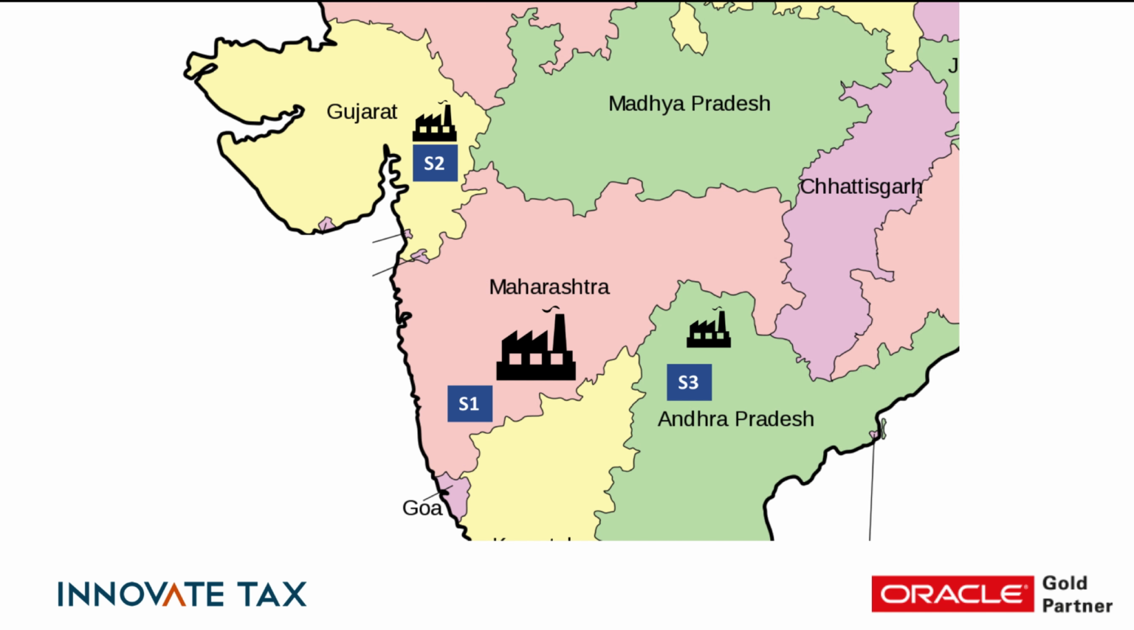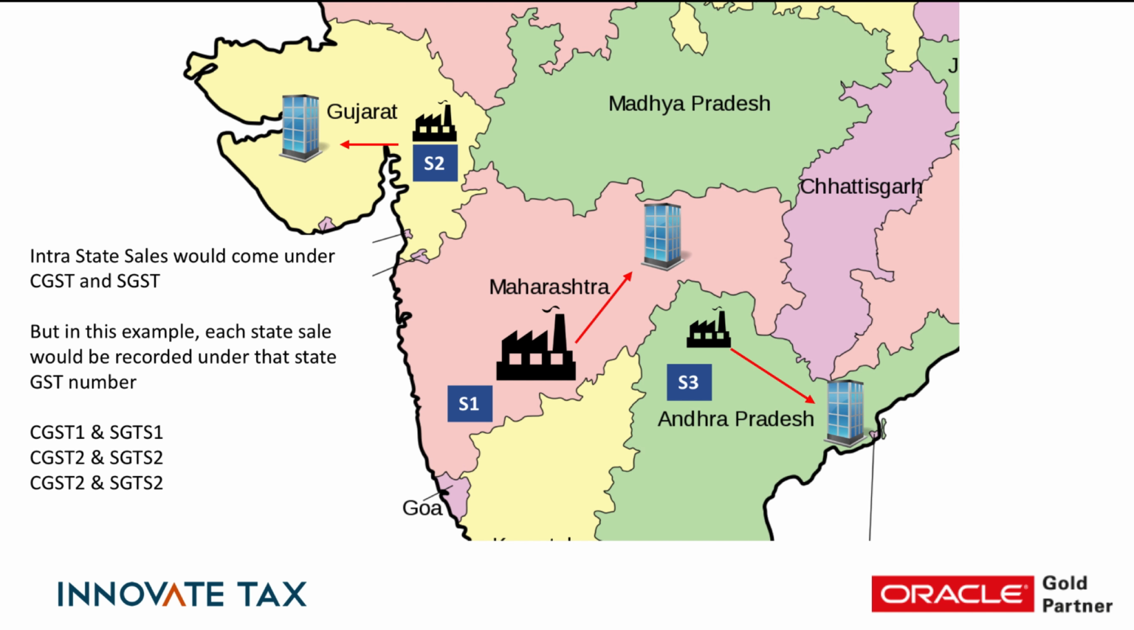Okay. Now, if we were to have customers in those states, and we were to make sales within the state for each of those locations, in effect, we would be charging CGST and SGST. So CGST is your central GST, and SGST is your state GST. Now, what's really important is that you may have one legal entity, but in this situation, we would actually have to register for 3 different GST numbers in each of the different states. And all sales and purchases that come under each location have to be reported individually.